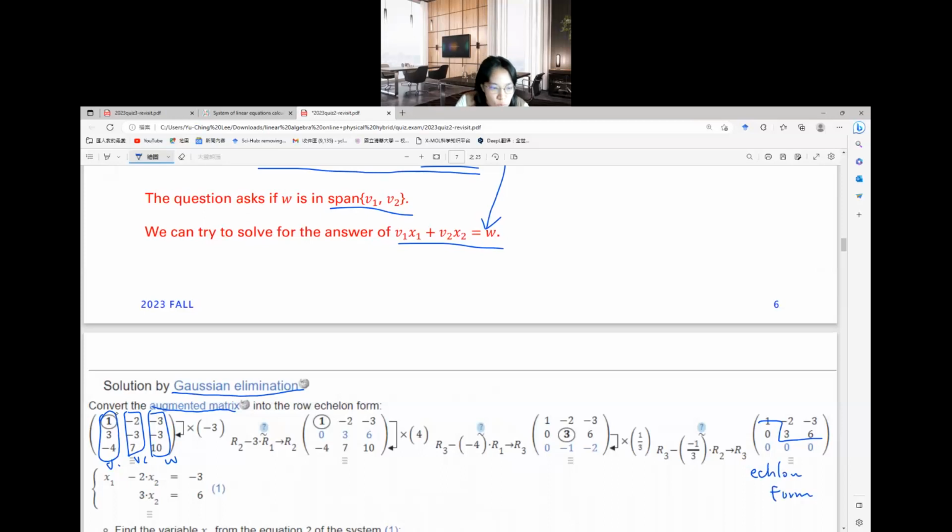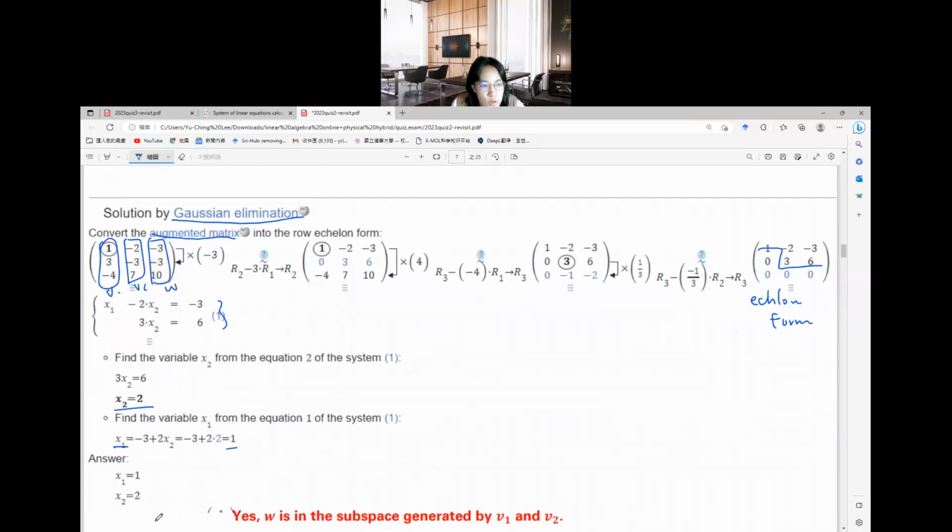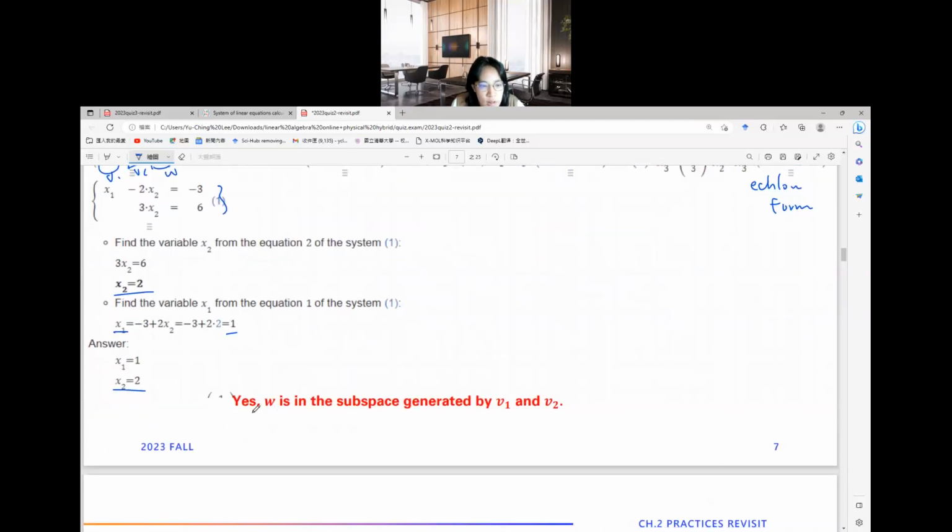Okay, and then this echelon form equals these two equations, and that means x2 equals 2 and x1 equals 1. So I identify a unique solution for this linear system. So the answer for the question is yes, W is in the subspace generated by V1 and V2.